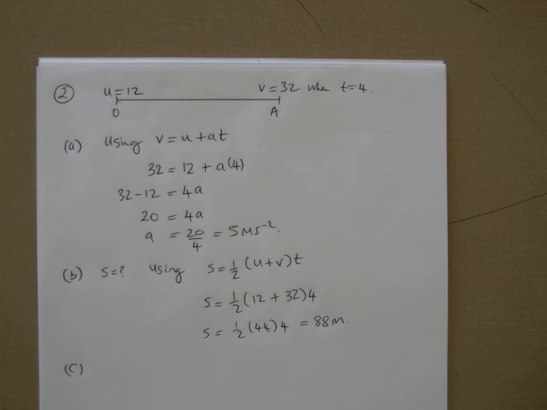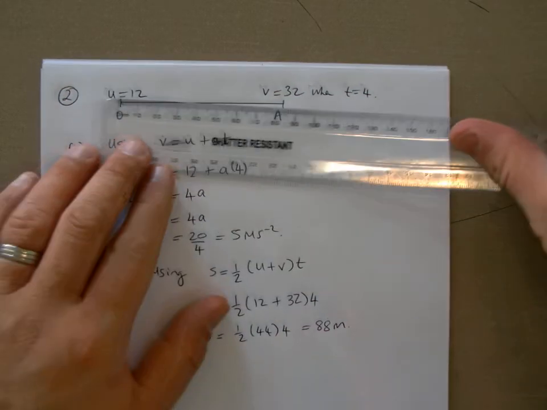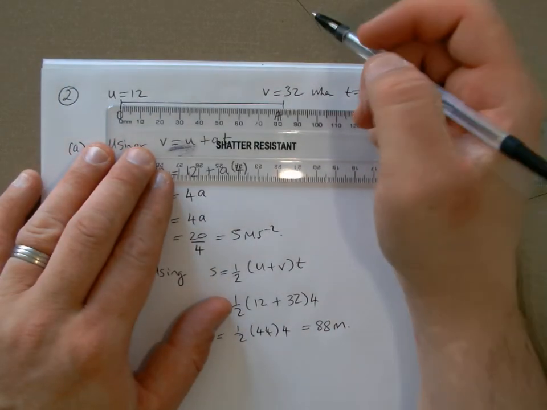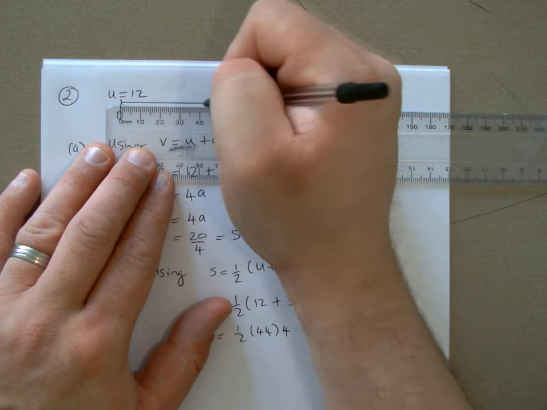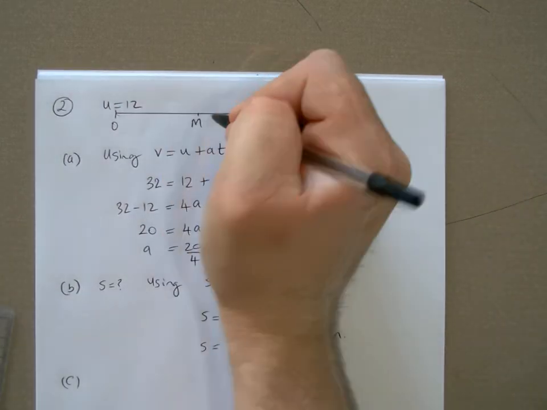Part C then, it says the point M is the midpoint of OA. Calculate the speed of the car as it passes M. Give your answer correct to 1 decimal place. So M essentially is bang in the middle there. You could even sort of measure this out exactly so we get a good perspective. The M is about there.